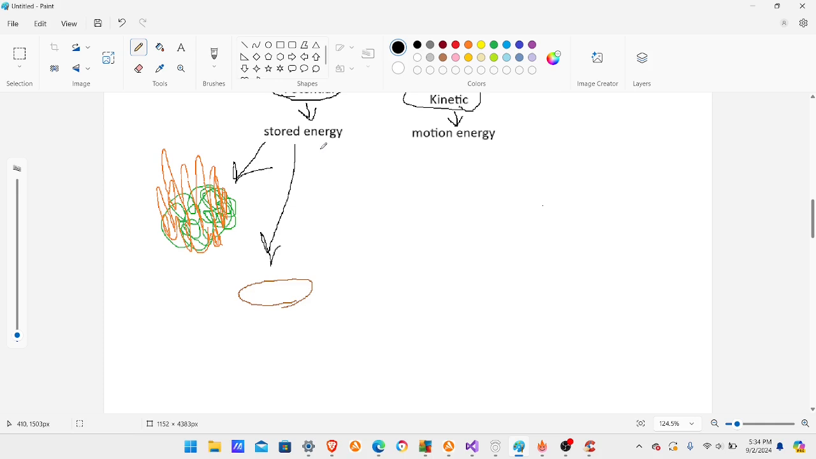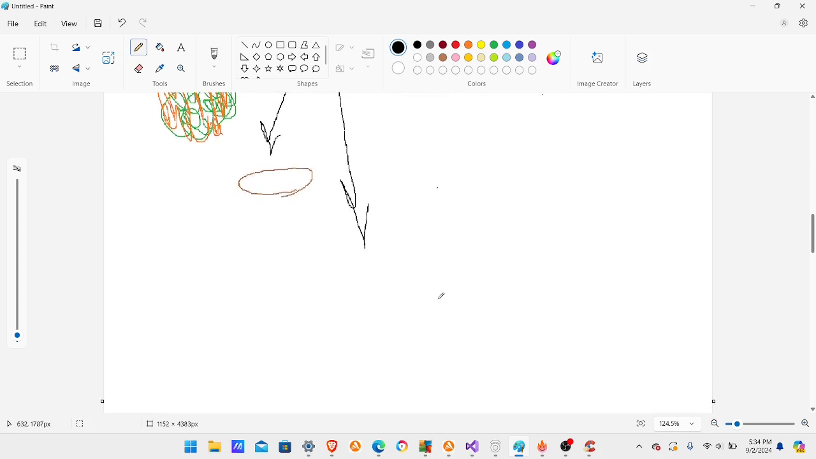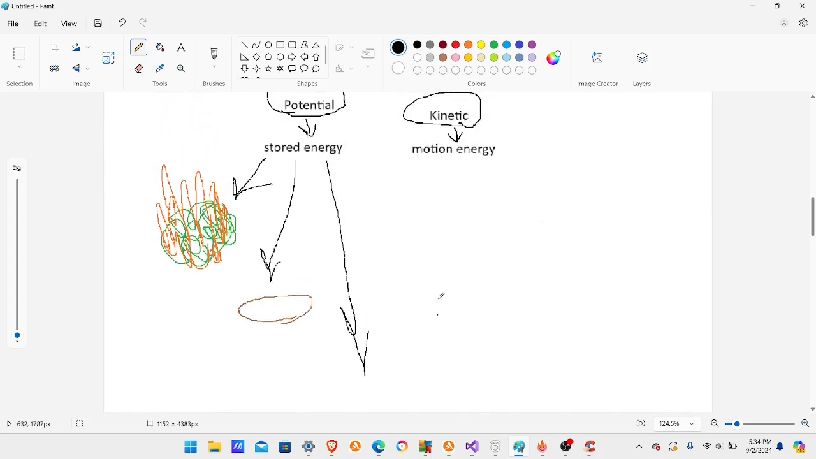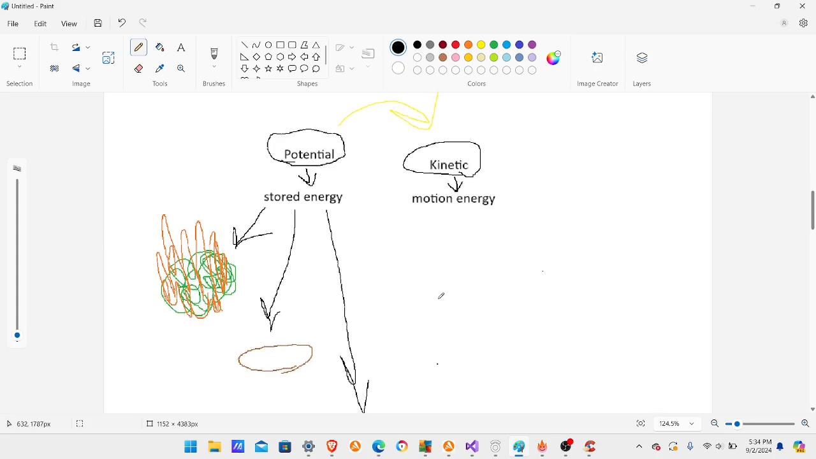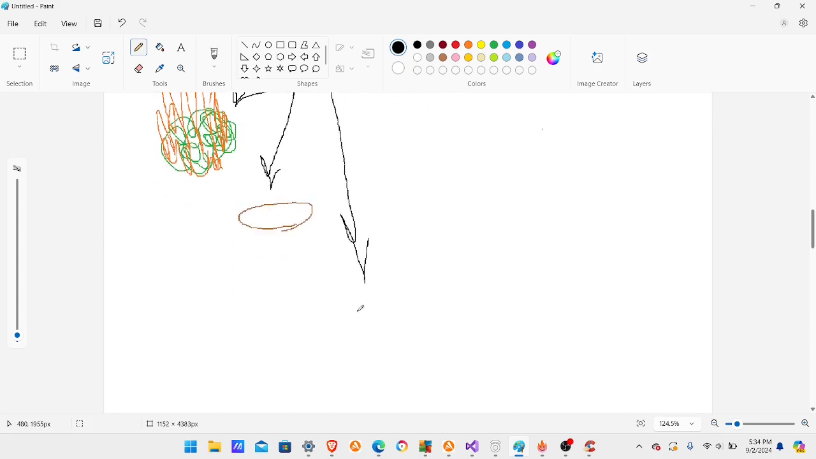Alright, we should have enough room here. I'm just making sure. Alright, so the next type of potential stored energy would be gravitational energy.